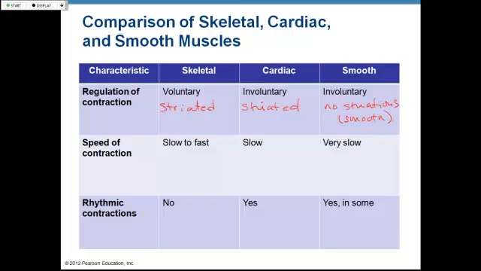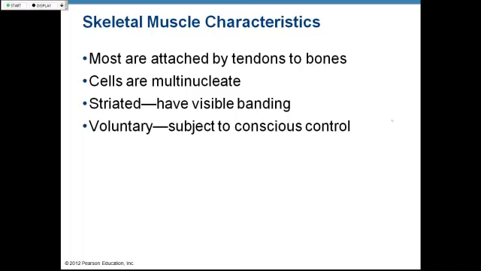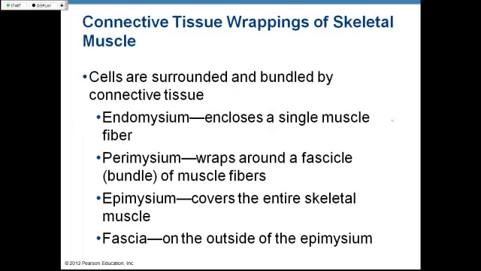So your outline organizes this information again for you in a slightly different manner. Okay? It's telling us that skeletal muscles are mostly attached by tendons to bones. They are multinucleated, striated, which means they have visible banding, and voluntary, subject to conscious control. The connective tissue wrappings of skeletal muscle, we have gone over those already. So we know that there's an endomysium, perimysium, epimysium, and something called fascia, which I'll point out in a minute.